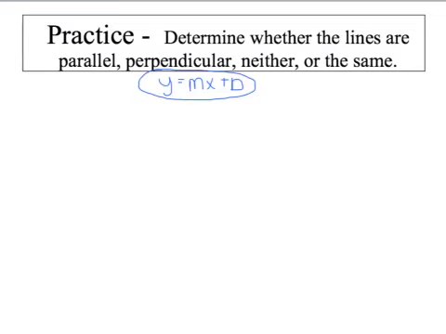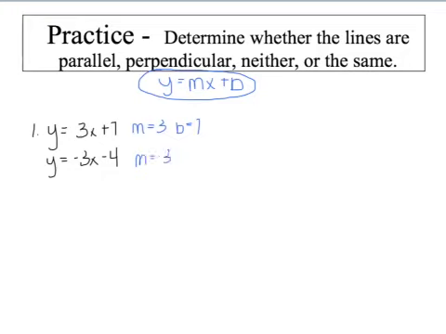So in number 1, we have y equals 3x plus 7 and y equals negative 3x minus 4. Now, if you notice, both of those lines are already in slope-intercept form. So we need to start by finding the slopes. First slope we have is 3. Y-intercept is 7. Second slope is negative 3 and has a y-intercept of negative 4.